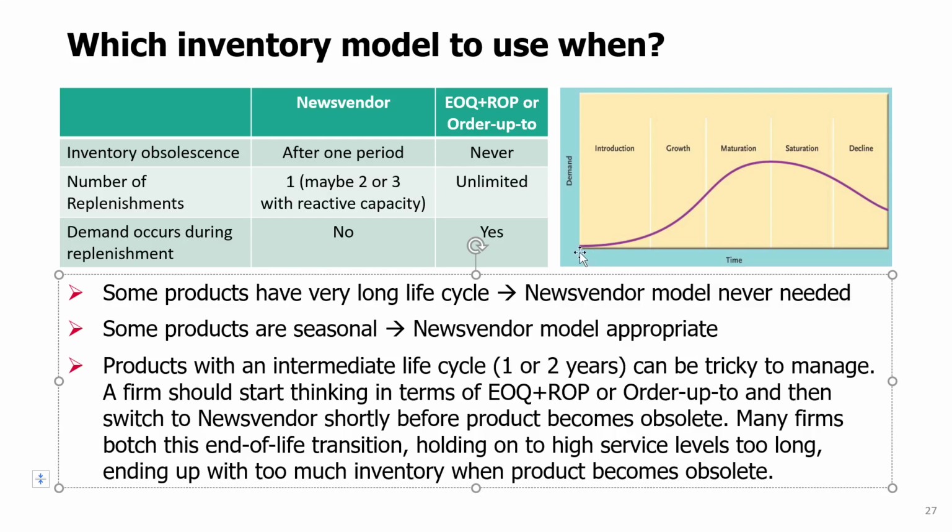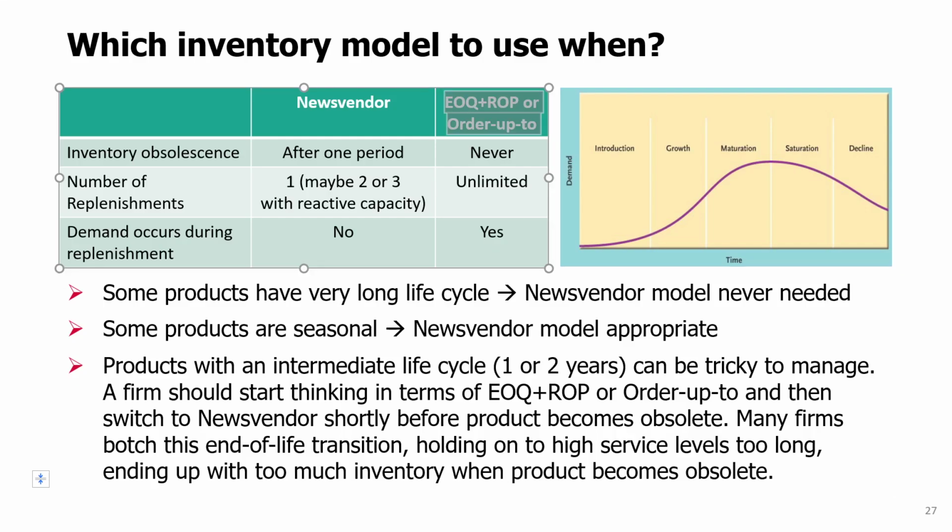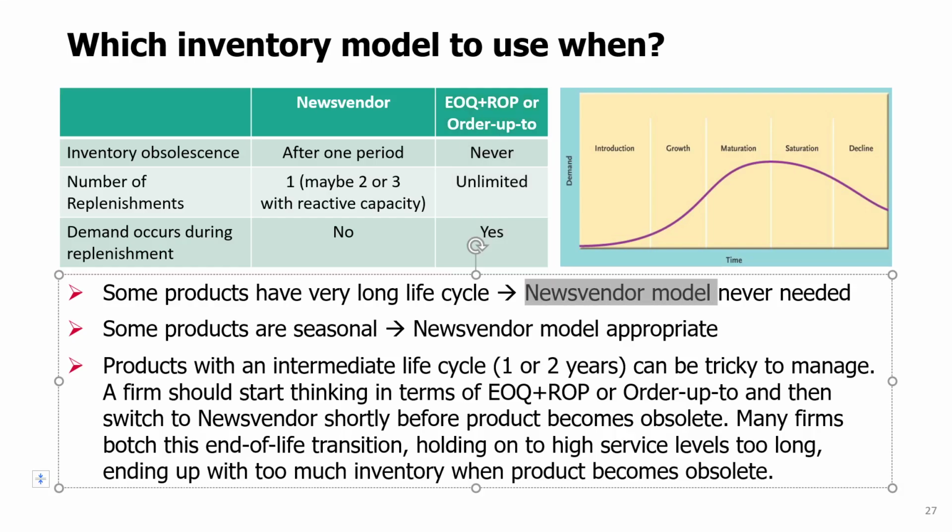So actually, let's consider the phases of the life cycle. Sometimes people consider four phases: introduction, growth, maturity, and decline. Here there is also a division into maturation and saturation, right? So when you have a product that has been introduced a long time ago and is somewhere in the maturity stage, and you don't expect a decline to be anytime soon, you can just be happy to use EOQ ROP or order up to model. One of those models will be used. The newsvendor is not necessary. For products that are clearly seasonal, the newsvendor model is the appropriate model.